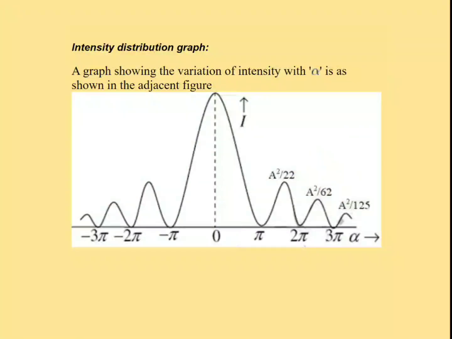So in diffraction there exist three cases. One is the central maxima, the second one is minima, and the third one is secondary maxima. This is about Fraunhofer diffraction due to a single slit.